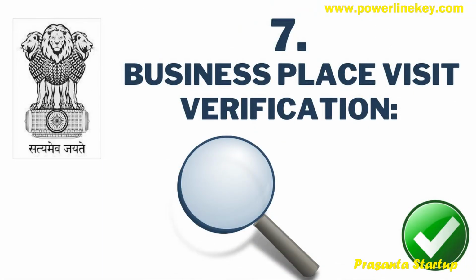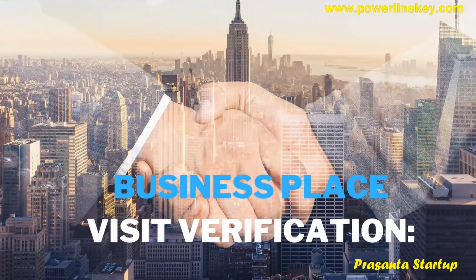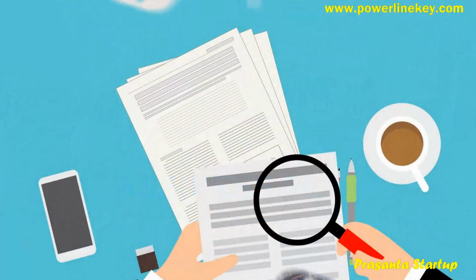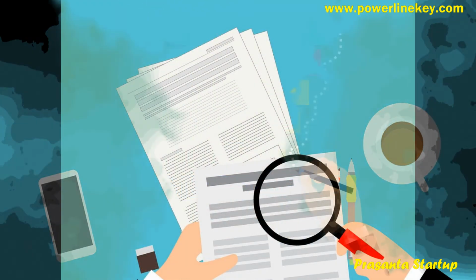Number 7. Business Place Visit Verification. A business place visit is more effective to understand both parties' quality and potential verification. However, a committed business agreement is good enough to start business without a location visit.